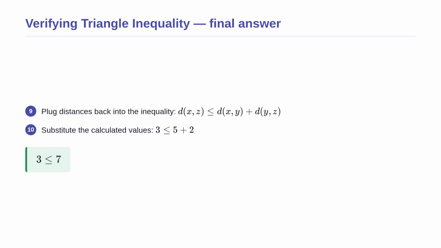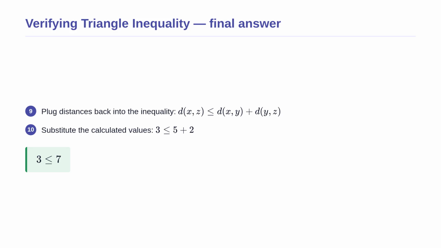Finally, we plug all these calculated distances back into our triangle inequality formula to see if it holds true. We place our direct distance of 3 on the left side. We place the sum of our detour distances, 5 plus 2, on the right side. This simplifies to 3 is less than or equal to 7. This is a true statement.